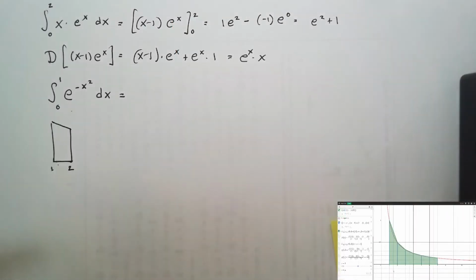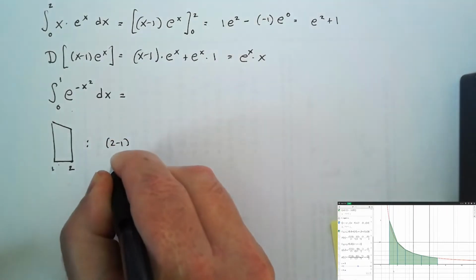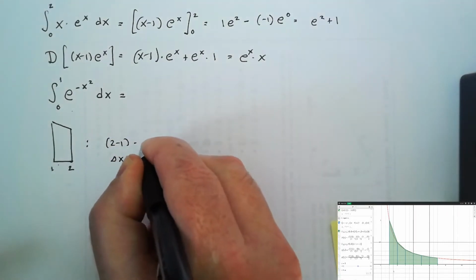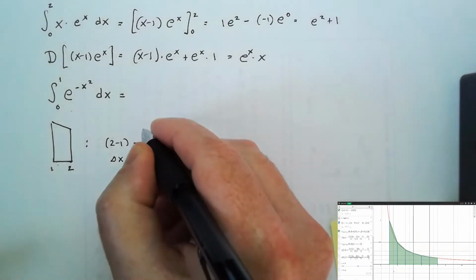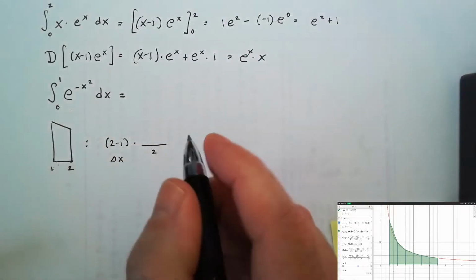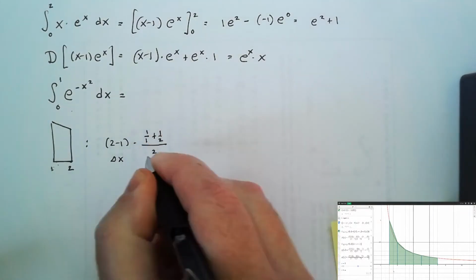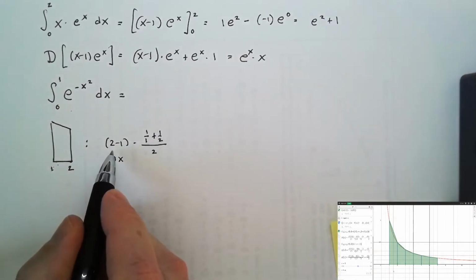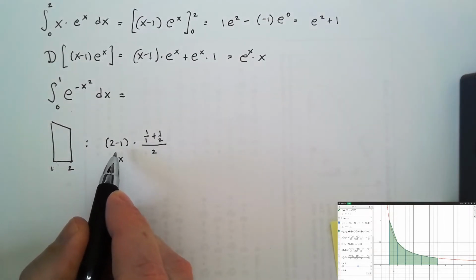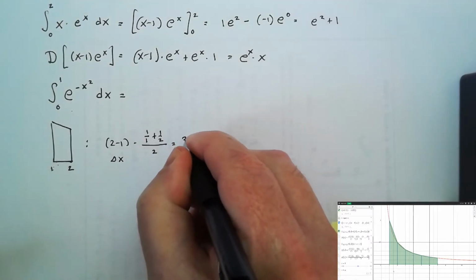Here's the first trapezoid. The area will be the base, which is 2 minus 1, that's our delta x, times the average of the two heights, which would be our function value at 1 plus our function value at 2 over 2. So that's 1 over 1 plus 1 over 2, over 2. This delta x in our case happens to be 1. We have 3 halves divided by 2, which is 3/4.